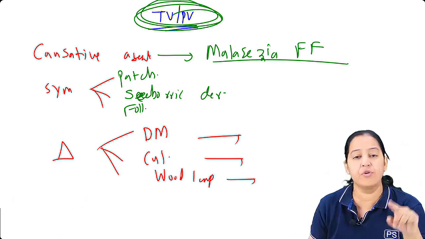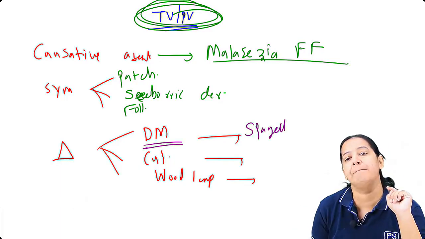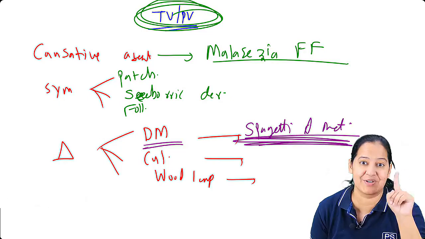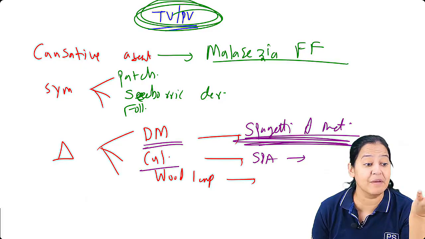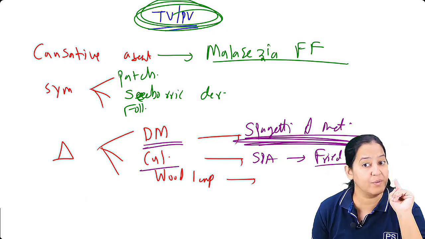Tell me how you do the diagnosis. Direct microscopy is very important: spaghetti and meatball appearance. You can get an image also here, an image-based question. Number two, what will you get on culture? SDA agar. What do you get in culture? You will get fried egg colonies. Fried egg colonies, you can get an image also.